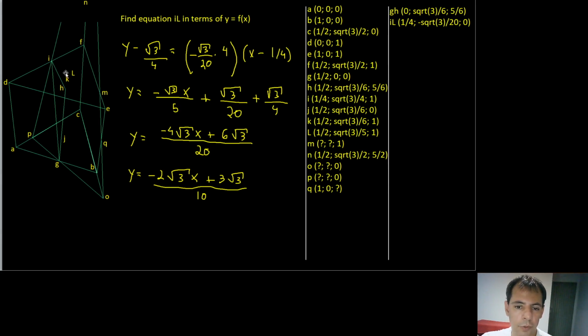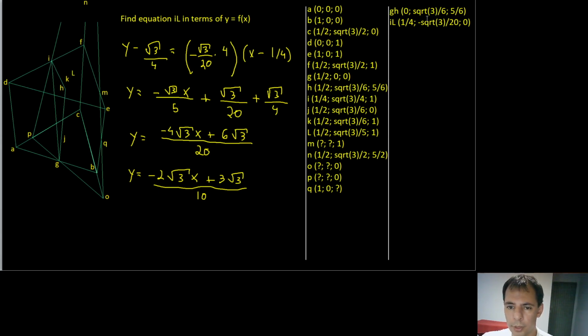Because if you just use vector without this equation, you will never find the value of m. So you find the equation for IL. Now, how did I do that? Well, I know that it goes from I all the way to L, and I know the slope of this vector IL. It's just going to be this vector right here, minus square root of 3 divided by 20 divided by 1/4. This is going to be the slope of this function.